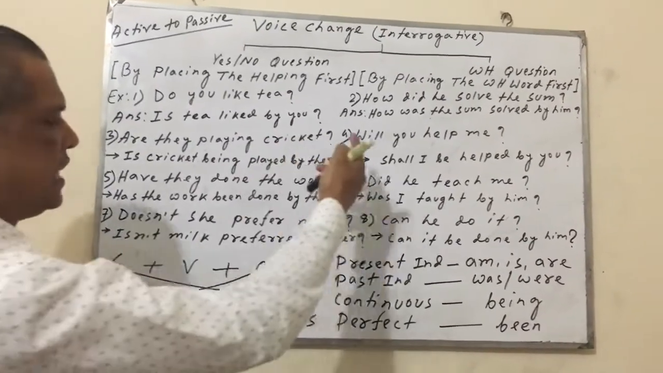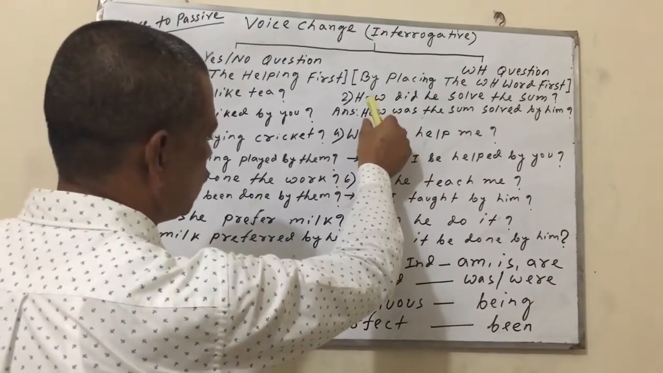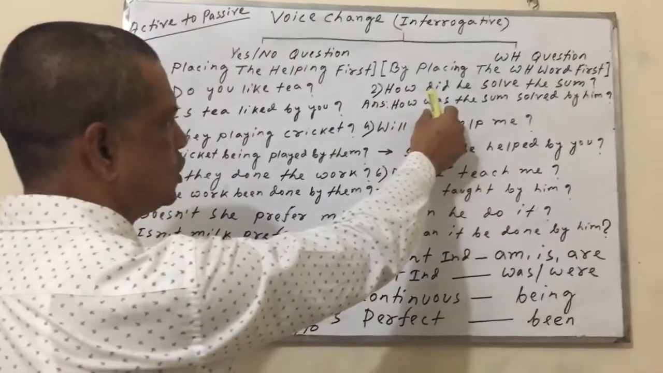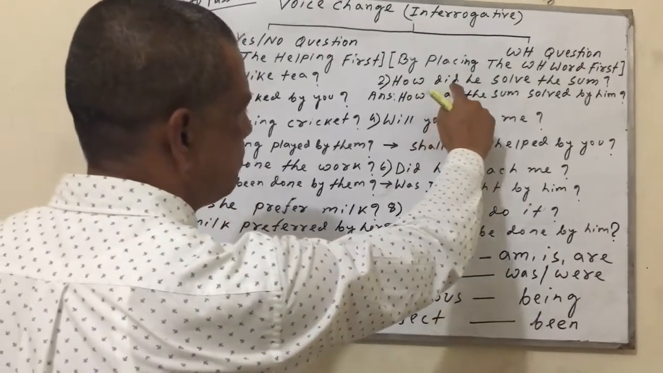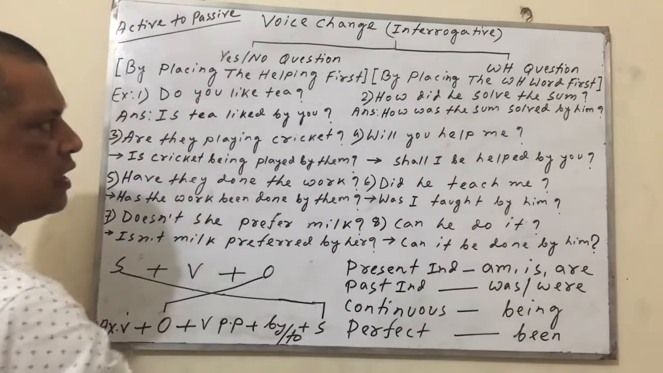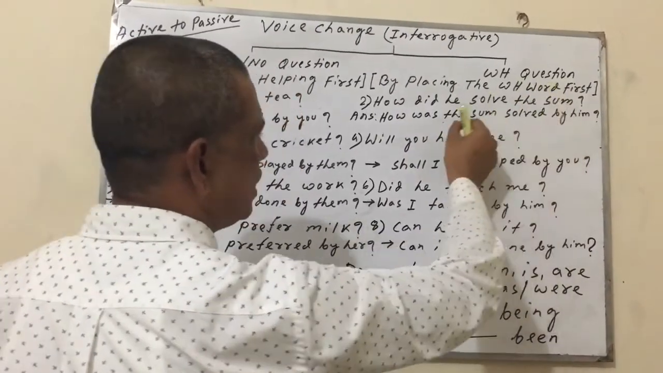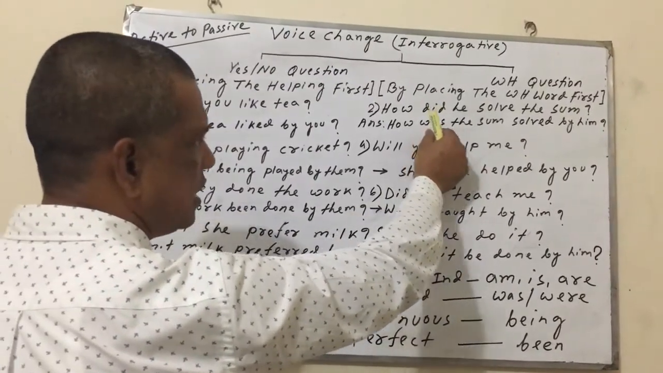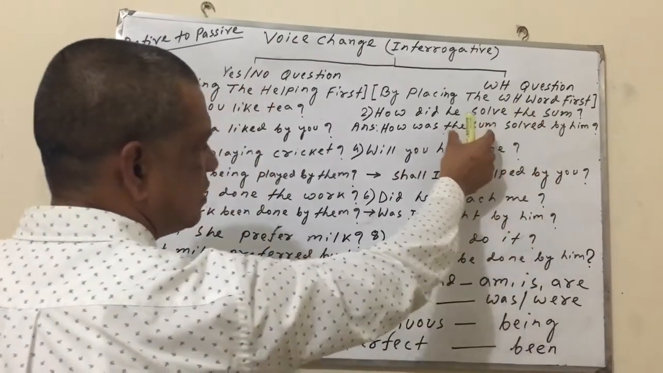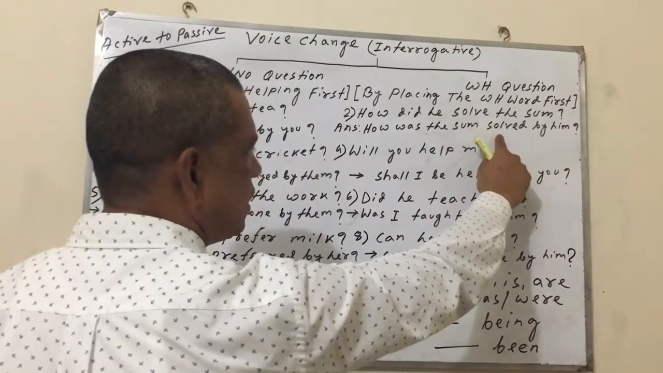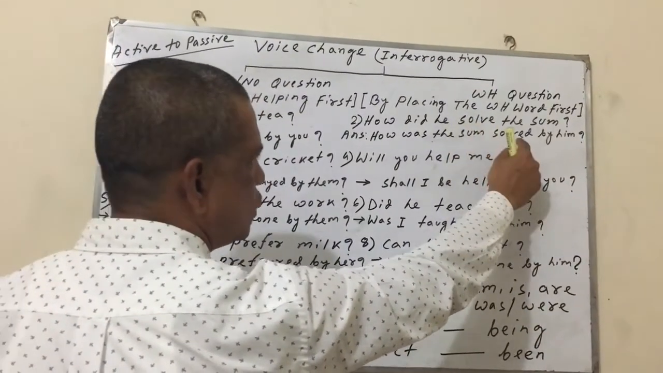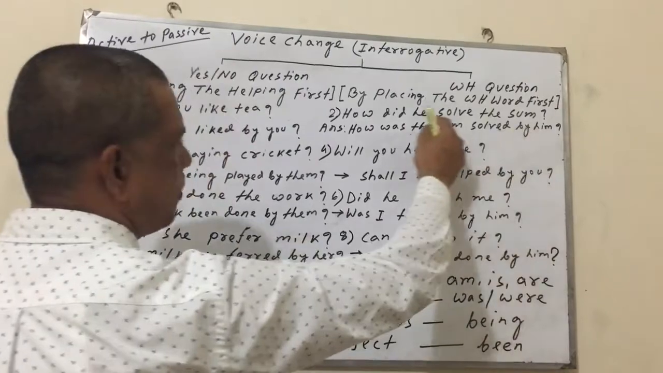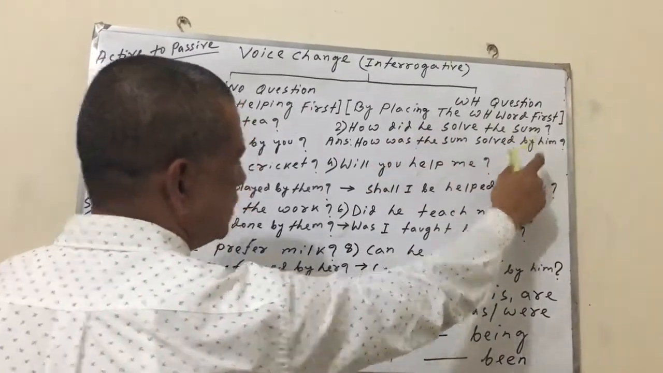The second question, just like the first: here is a WH question, so you have to use the WH word. Then as usual, you have to use the auxiliary verb according to the tense. As this is a past indefinite tense, you have to use was and were. As the object is singular, you have to use the singular auxiliary verb. So I have used here the auxiliary verb "was." Then you have to use the object, the sum. Then you have to use the past participle of the principal verb, solved. Then you have to use the preposition "by." And last of all, you have to change the subject into object.